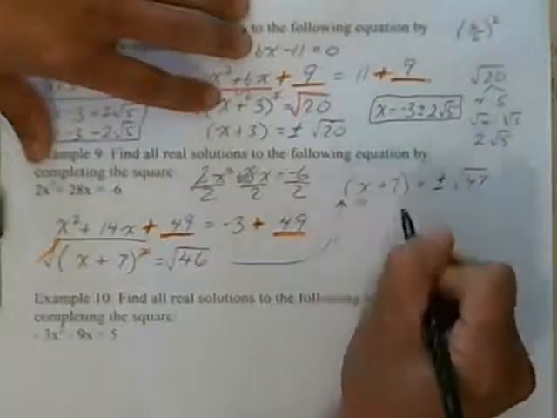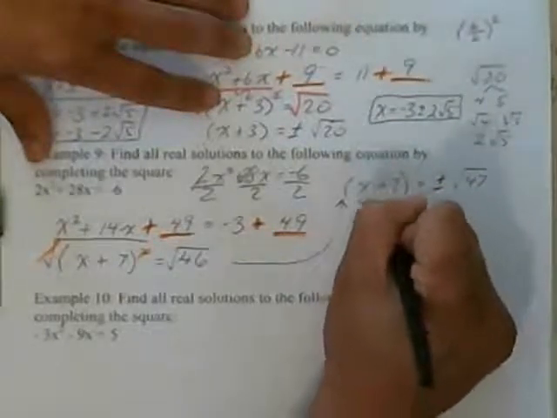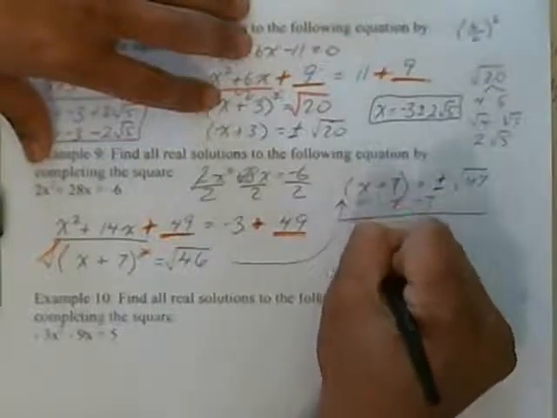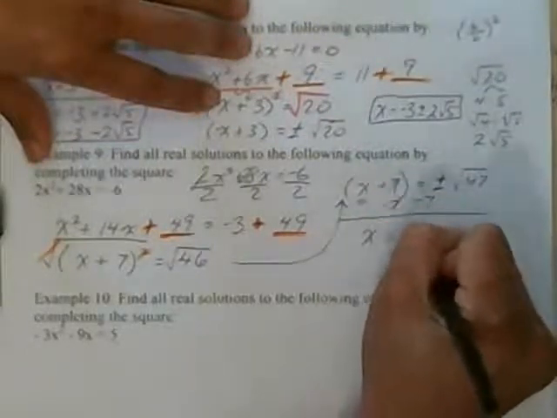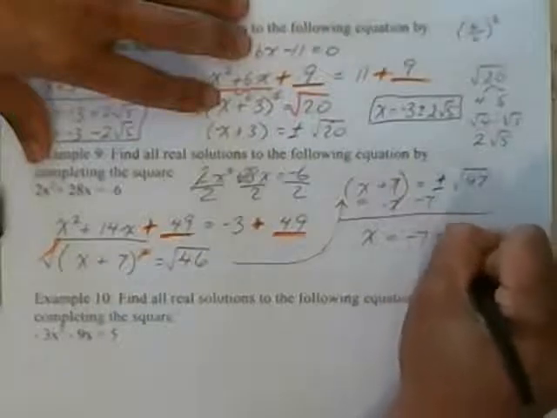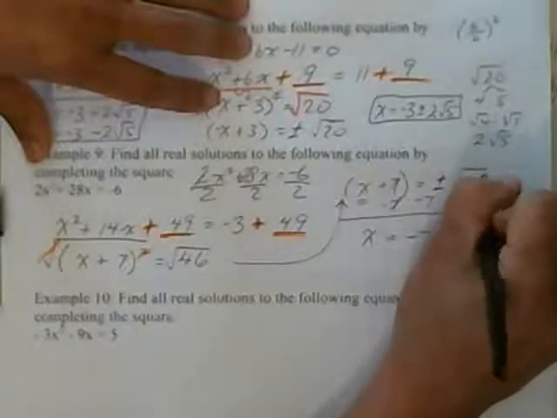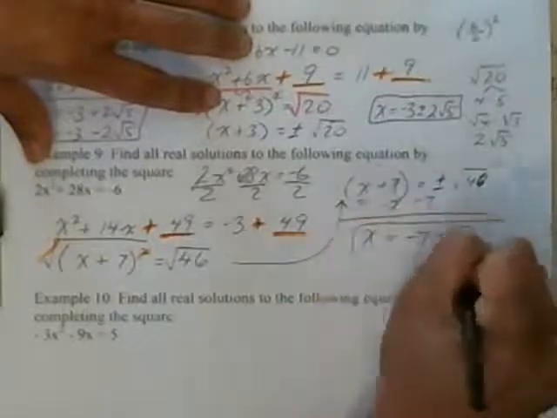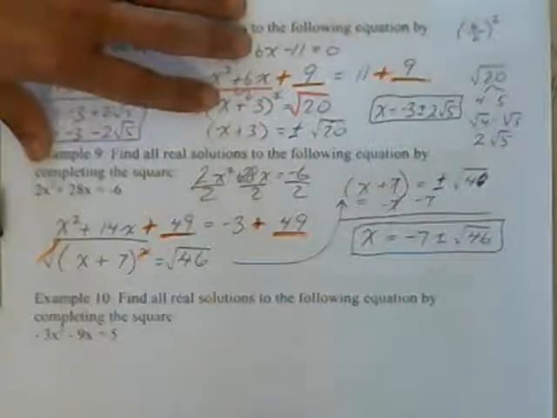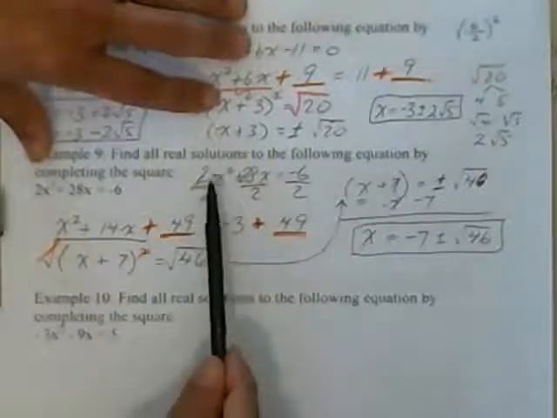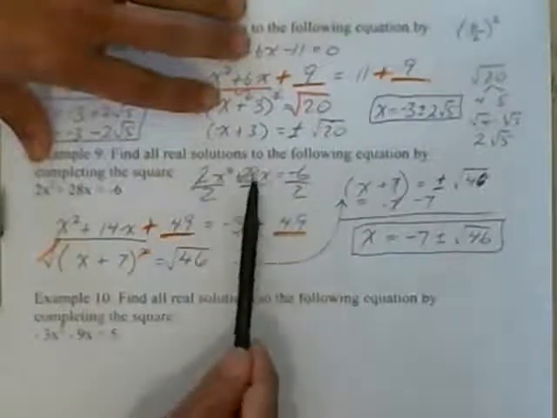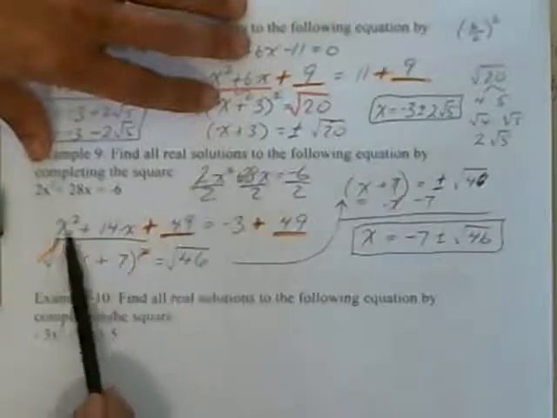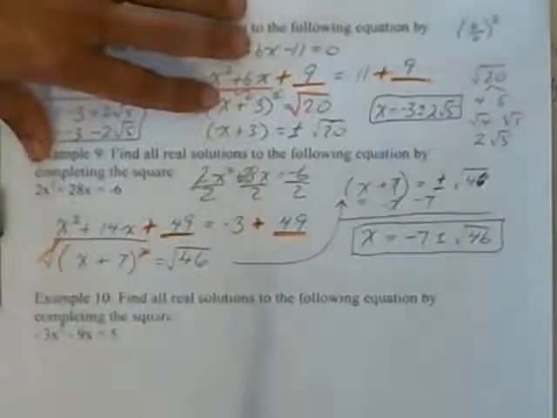Now how do you solve for x? Subtract 7 from both sides. That gets rid of that. x equals negative 7 plus or minus the square root of 46. There's your final answer. Don't forget the 2: if all the numbers are even in these terms, you can just divide by 2. It'll reduce it to a real nice equation to work with.